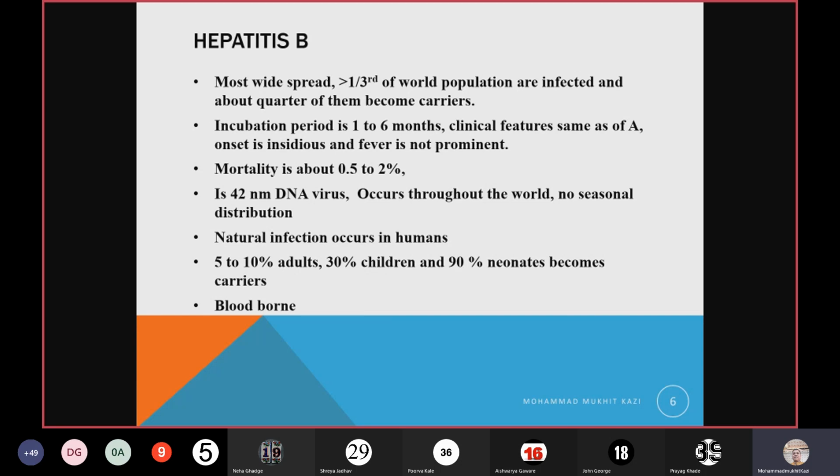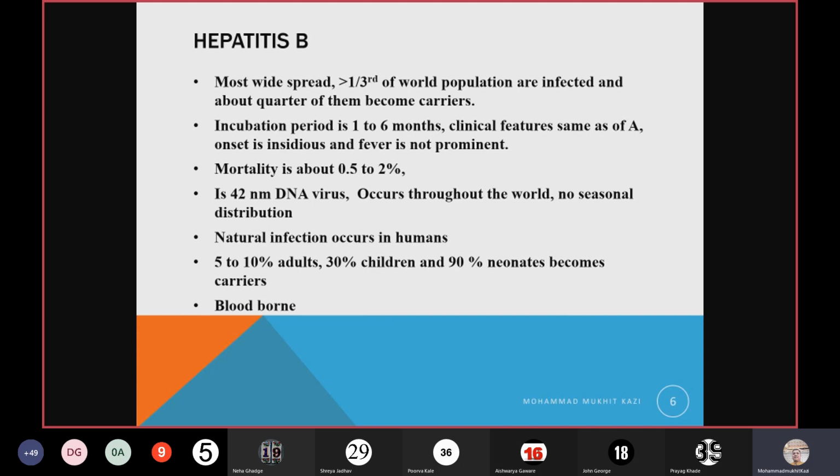Okay. One third of the world population. See, disease burden in the world. One third of the world population are infected, and about a quarter of them become carriers. This is more dangerous. I may be infected and I become a chronic carrier. So I have a virus in my body. I may not be suffering from the signs and symptoms, but I'm equally responsible for transmitting that infection sexually to my partner. So that is why it is very dangerous. So you have to be very careful while treating this patient, because you never come to know who is positive and who is negative for this virus.